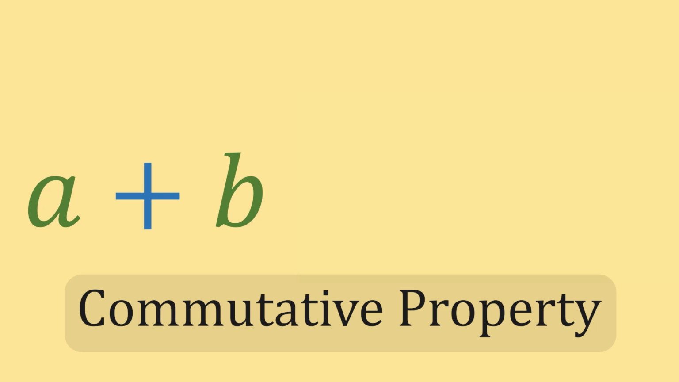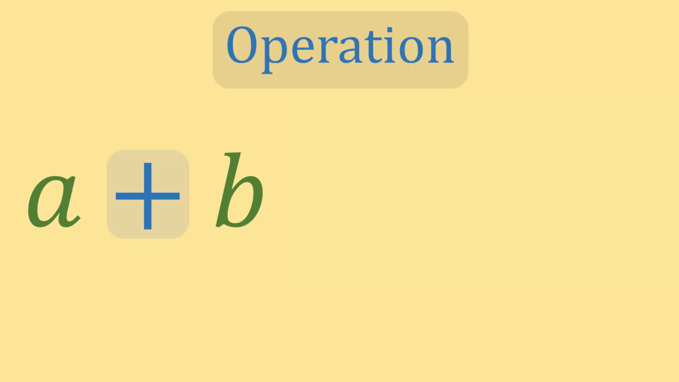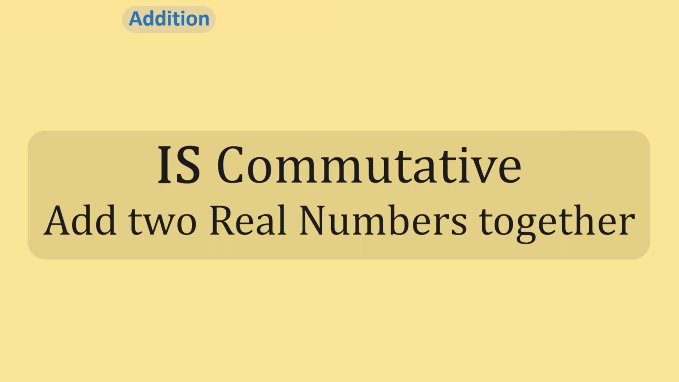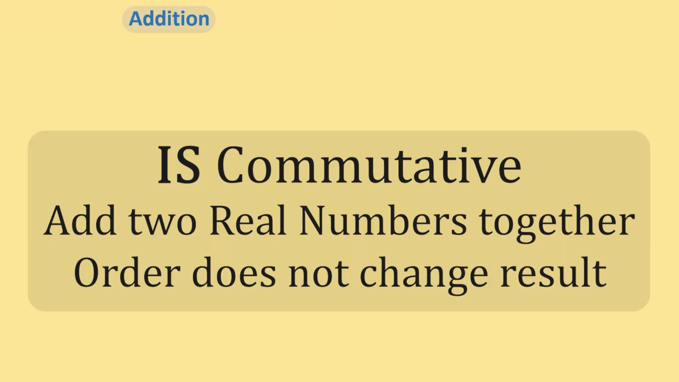The commutative property tells us that for certain operations, changing the order of the operands does not change the result. For instance, real number addition is commutative. If you add two real numbers together, the order does not matter. For example, 3 plus 5 is equal to 8, and 5 plus 3 is equal to 8. Since they're both equal to 8, we know then that 3 plus 5 is equal to 5 plus 3. Switching the order does not change the value.